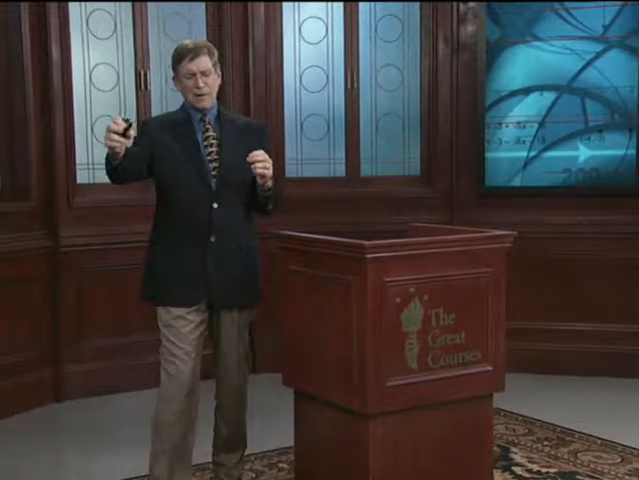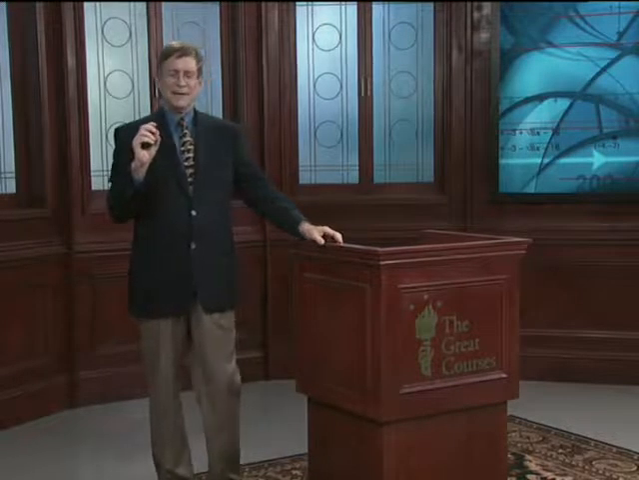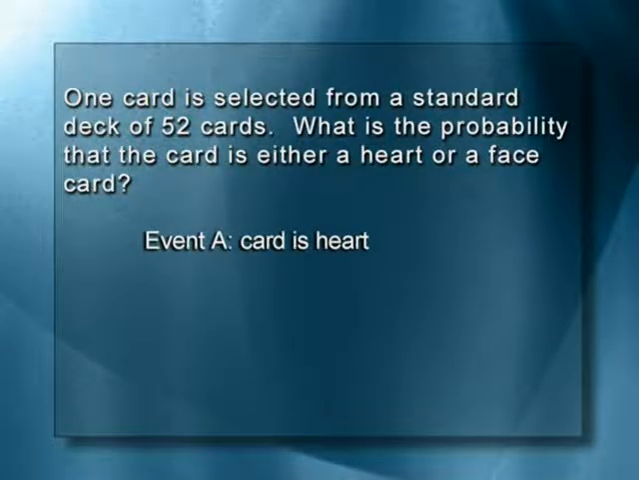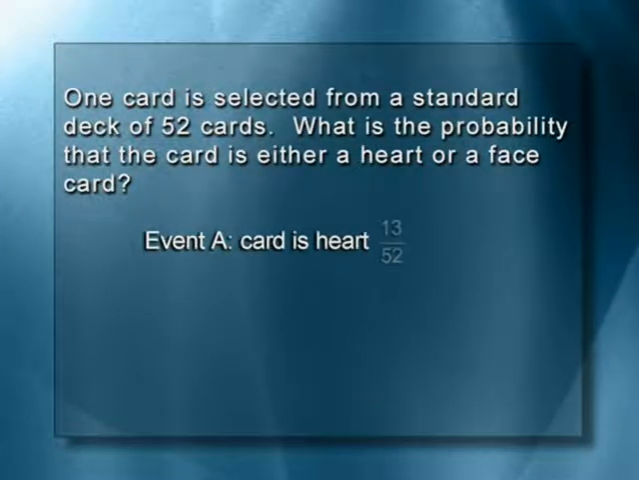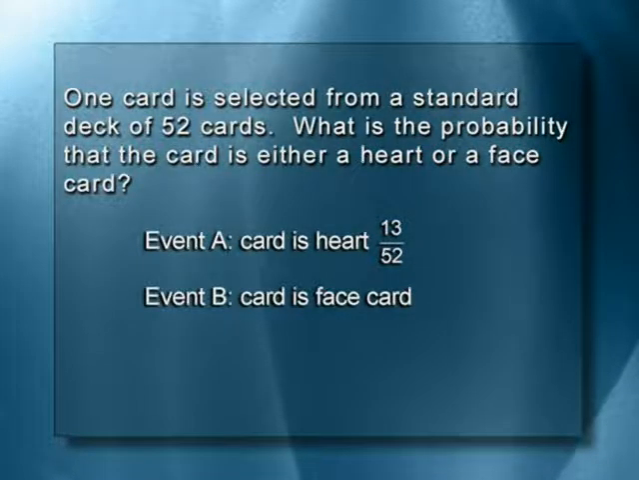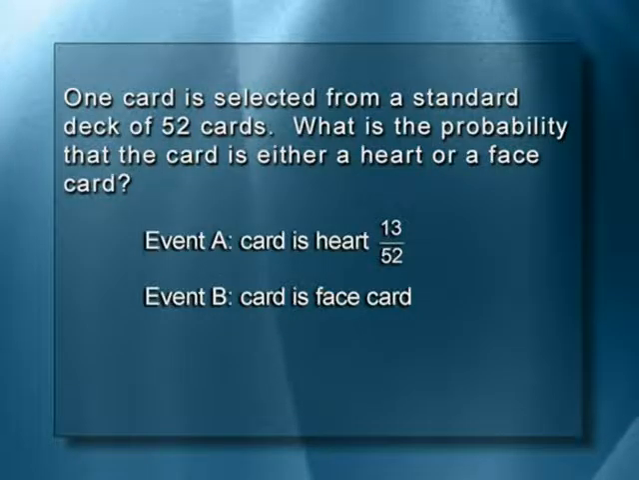We go to our deck of cards, pick out a card. What's the probability it's a heart or a face card? Okay, so let's pin down the notation. Let's let event A being that the card is a heart. And that probability is 13 out of 52. There are 13 hearts in our deck. Let's call event B that the card is a face card. Now, how many face cards are there? There are 4 jacks, 4 queens, 4 kings. There are 12 face cards. So that's 12 out of 52.